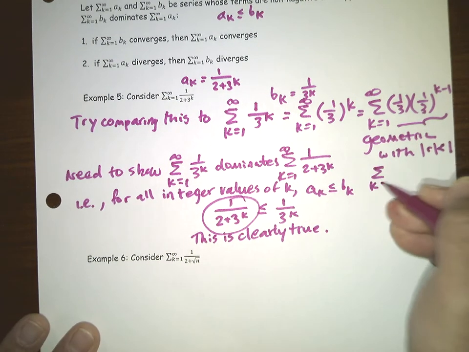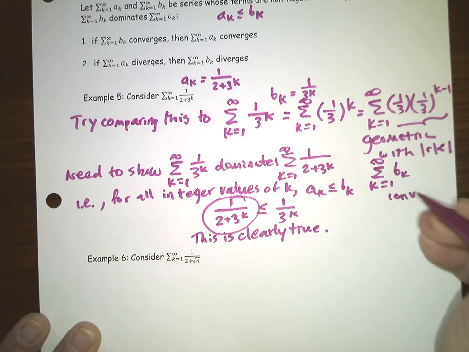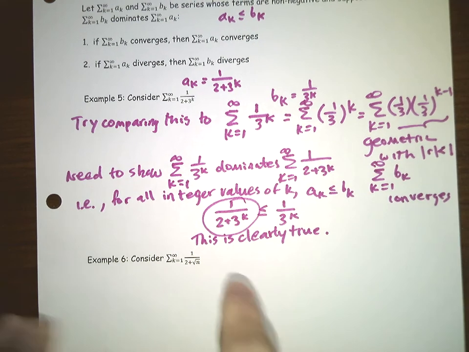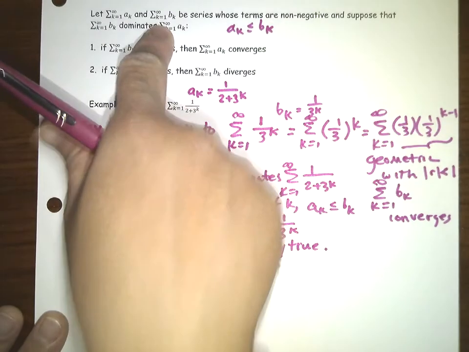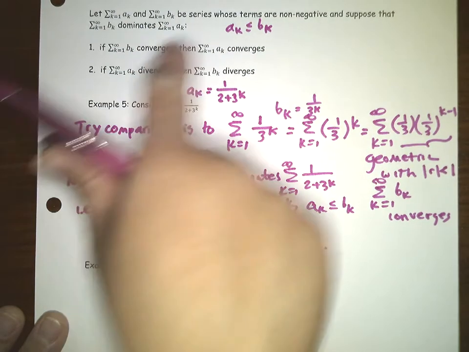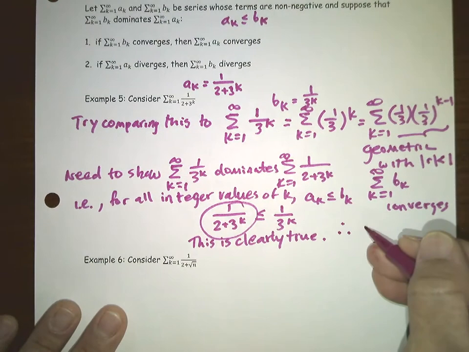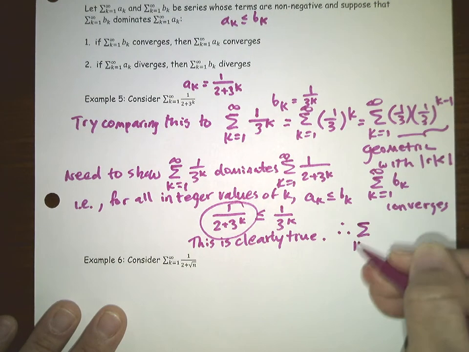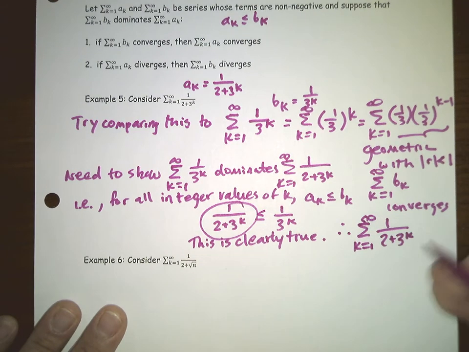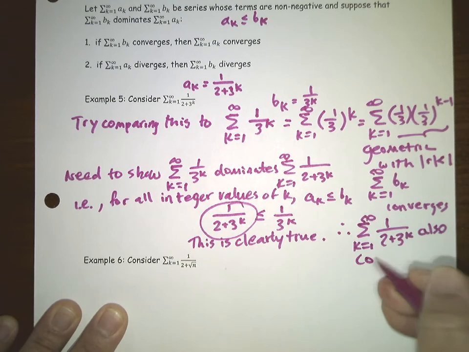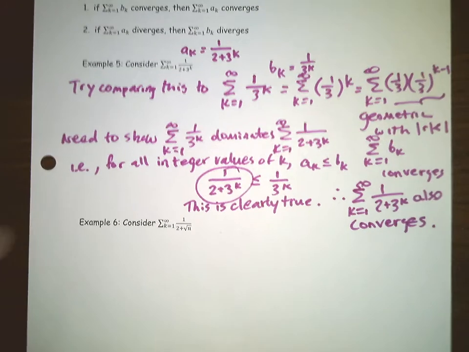So that means that the series b_k converges. And since b_k dominated a_k and b_k converges, that means that a_k converges. So therefore, the series k equals 1 to infinity of 1 over 2 plus 3 to the k also converges. All right, what a time to be alive.